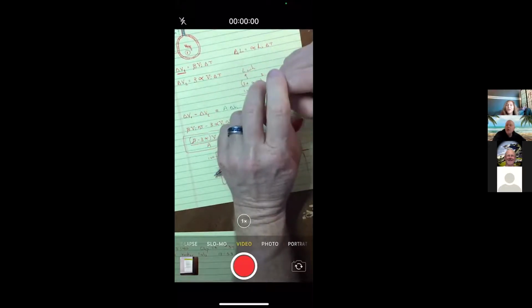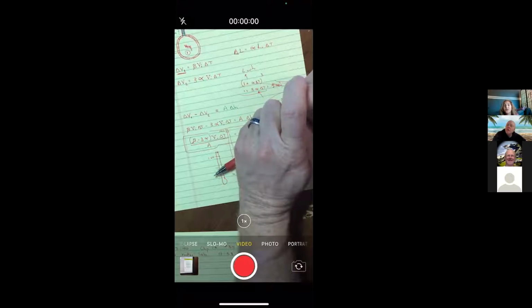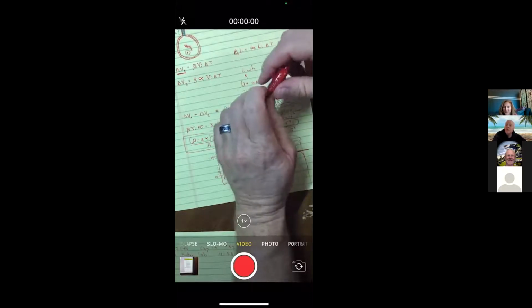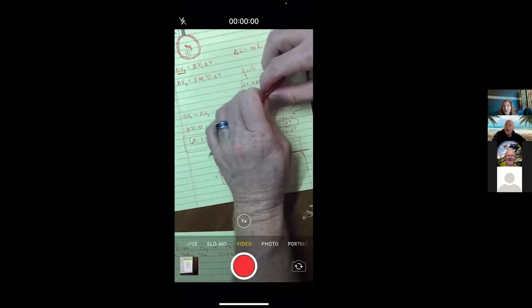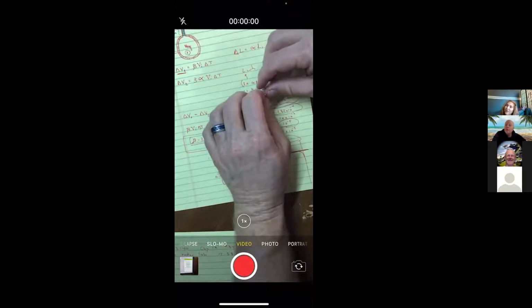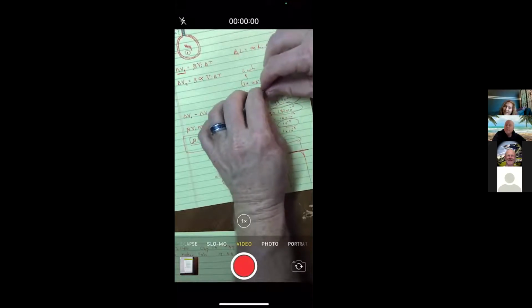But my main question is how we're gonna do it. You're gonna give us the test, we're gonna do it, and then we're gonna scan it and send it to you. How long are you gonna give us for the test?